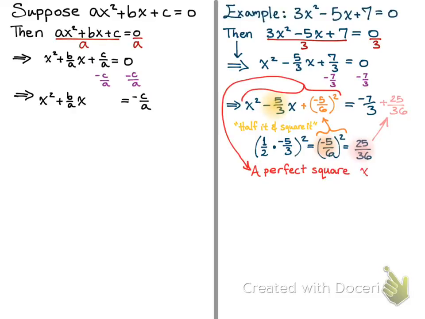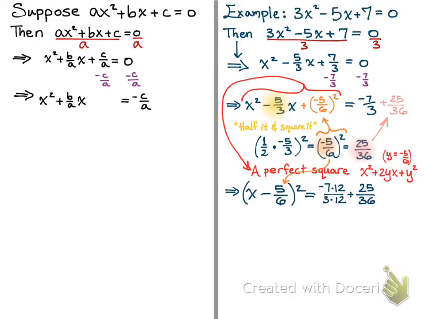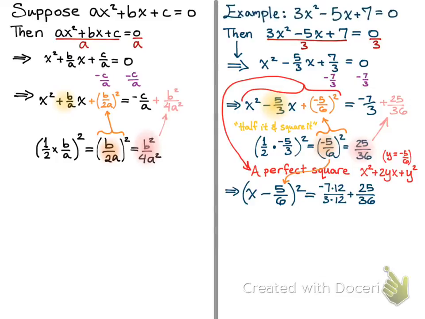Now, the left-hand side of the equation is a perfect square. It's of the form x squared plus 2yx plus y squared. This isn't necessarily that obvious, but if you look closely, you can see that y is equal to negative 5/6. So, in the general case, what we did is we took the b over a and we halved it and squared it. We wrote it in the factored form of b over 2a quantity squared when we added it to the left-hand side of the equation, and we used it in the multiplied out form b squared over 4a squared when we added it to the right-hand side of the equation.